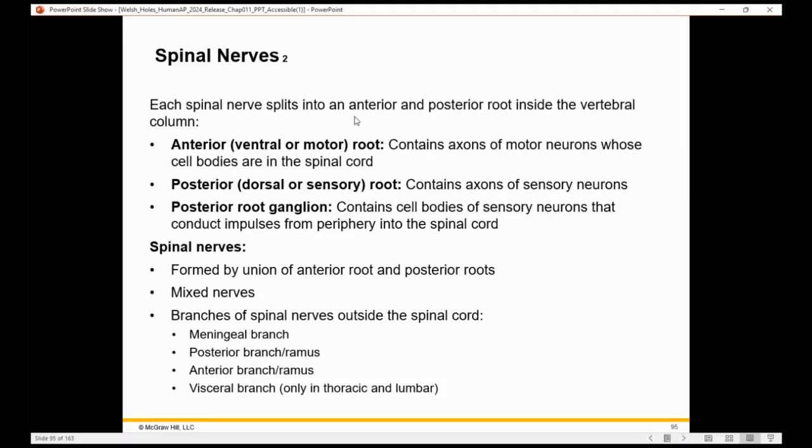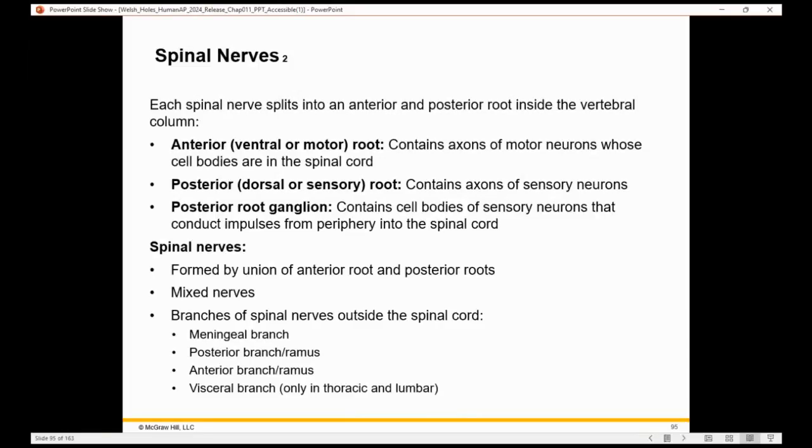Each spinal nerve splits into an anterior and posterior root inside the vertebral column. The anterior, which is the ventral or motor root, contains axons of motor neurons whose cell bodies are in the spinal cord. The posterior, dorsal or sensory root, contains axons of sensory neurons. The posterior root ganglion contains cell bodies of sensory neurons that conduct impulses from the periphery into the spinal cord. The spinal nerves are formed by union of anterior root and a posterior root.